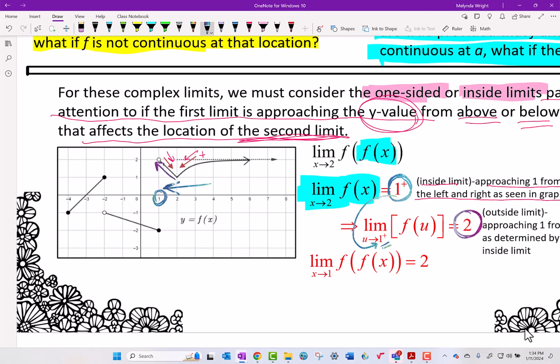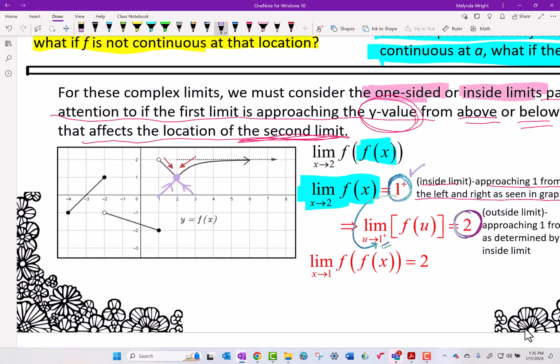Now I'm just going to ask you this question. First, let me let that sink in. Are we okay with that? So let's look at a different scenario. What if I was heading to this y value of 1 from underneath? What if I was coming from underneath?